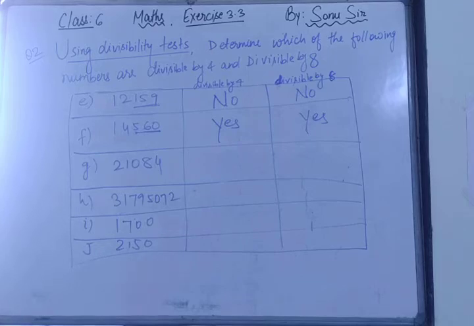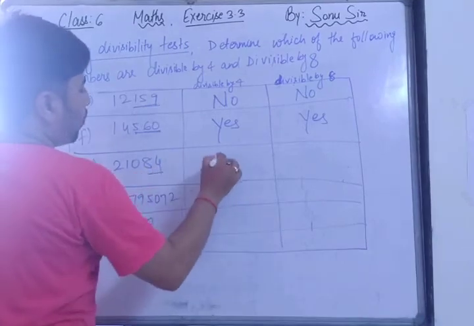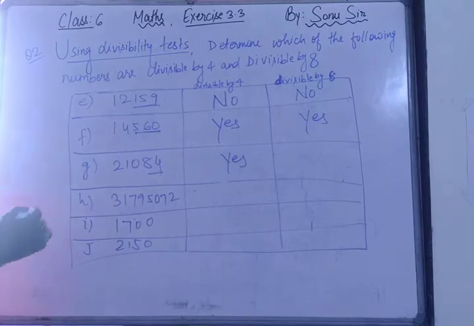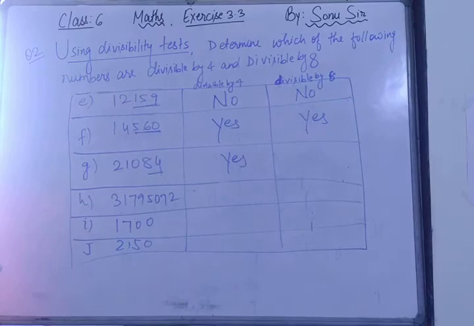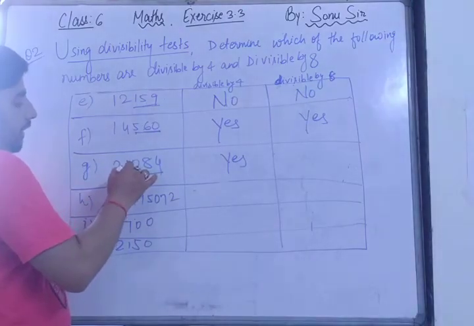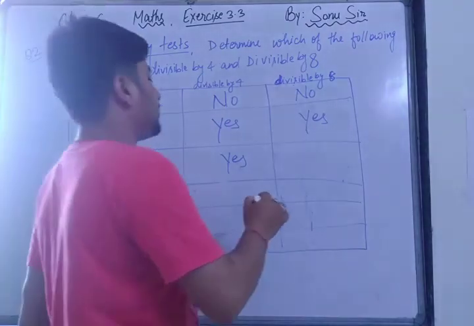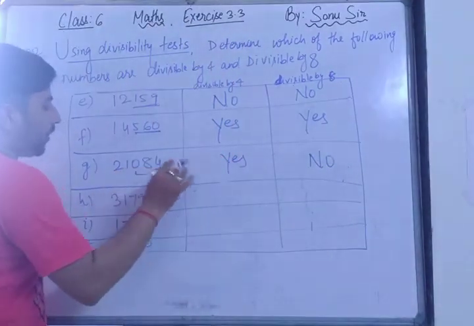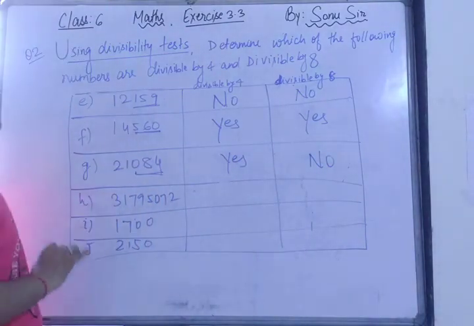So as you can see here, 21084. 21 4s, it is divisible, yes, and 084 no. If you want to check, then see 8 2s are 16, 15, 8 6s are 48, 8 2s are 16, 8 6s are 48, 8 3s are 24, 8 5s are 40. So this number is not divisible. You have to just check the divisibility rule. The last 3 digits must be divisible by 8. Last 3 digits are not divisible by 8, so this number is not divisible by 8.